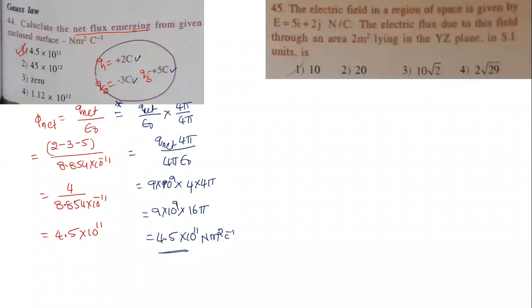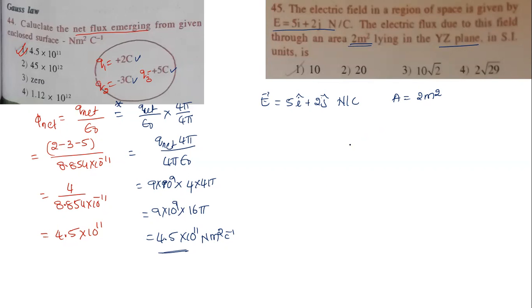The question says that the electric field in a region of space is given by what? This is the given electric field: E vector equal to 5 i cap plus 2 j cap Newton per coulomb. The electric flux due to this field through an area of 2 meter square, lying in the YZ plane, in SI units, we need to find out.